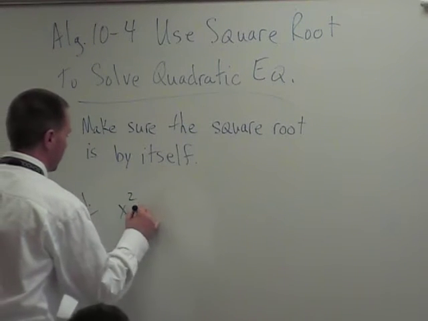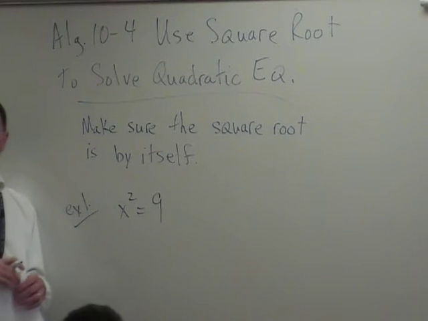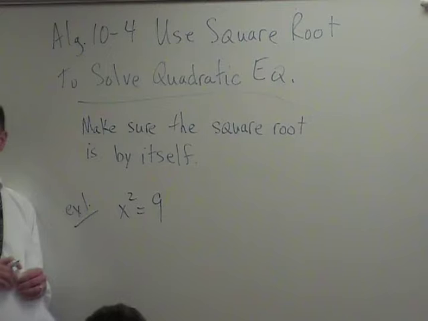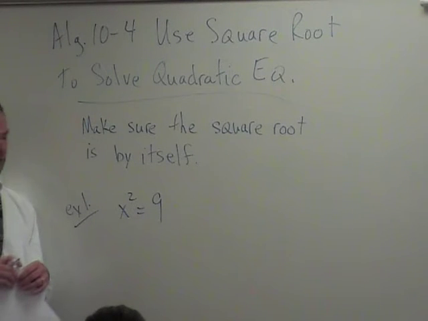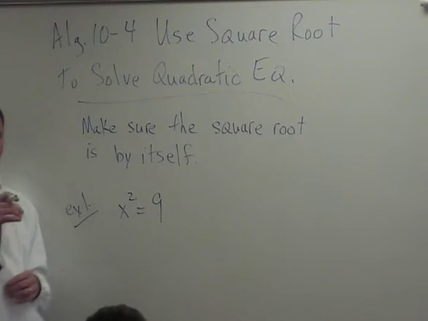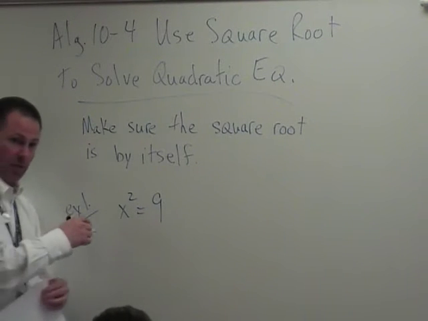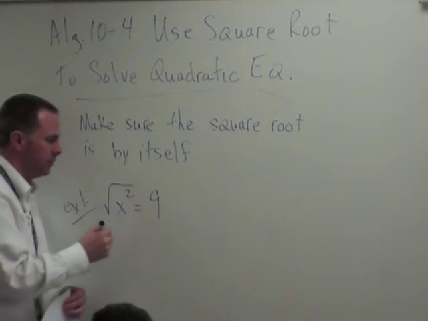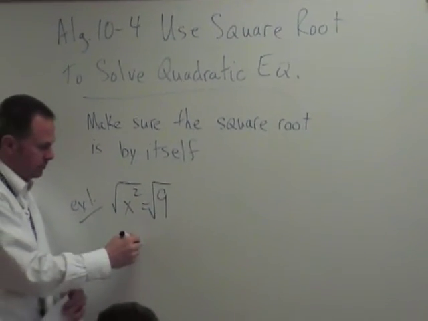x squared equals 9. First of all, what's the answer? 3. All right. I picked this example just to show you a couple things. How do we get x from x squared? Take the square root. Is that what you're going to say? All right. So when we take the square root, this becomes x.